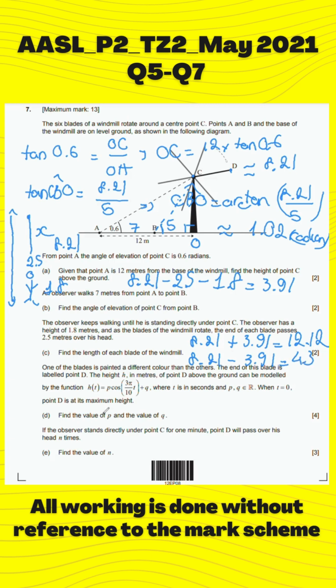So to find P, the amplitude, we get the maximum minus the minimum and divided by 2. So 12.12 minus 4.3 and divided by 2. So we will have 3.91. Okay, Q will be the midline. We will get the maximum plus the minimum divided by 2. So 12.12 plus 4.3 and divided by 2. So we will have 8.21. So P is 3.91 and Q will be 8.21.